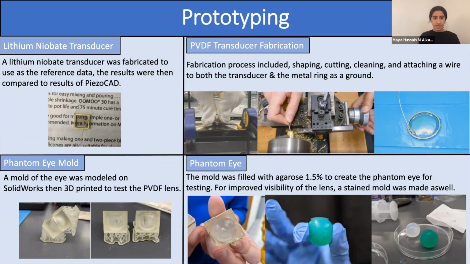For the PVDF fabrication process, we shaped the lens by applying heat and pressure to the PVDF using a steel ball that is the same shape of an eye. We then cleaned and attached the wires and the ground ring as shown in the last photo to conclude the fabrication process.